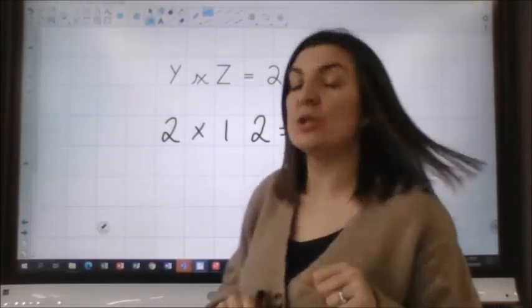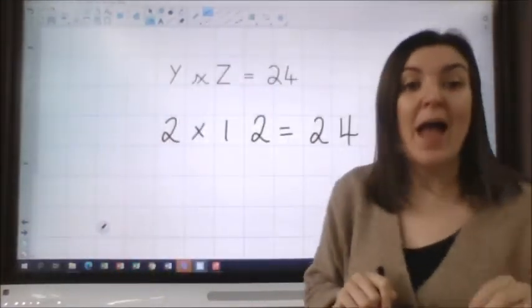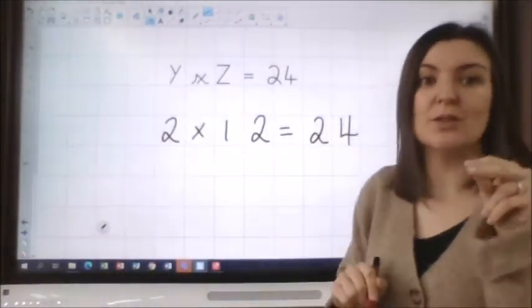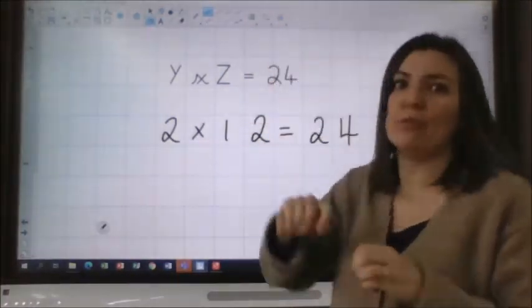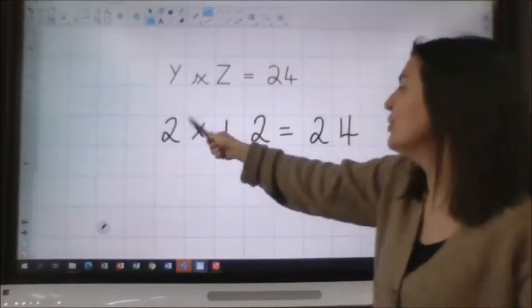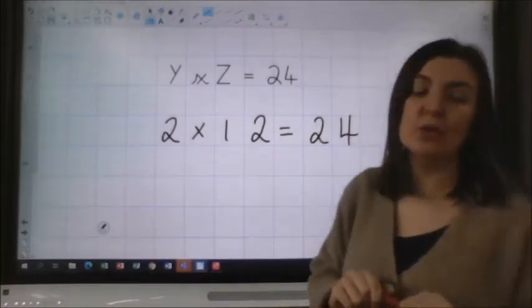So now I want you to pause the video, and in your purple book, I want you to think of 2 different ones for Y, and 2 different ones for Z. Remember that when you multiply them together, they've got to equal 24.